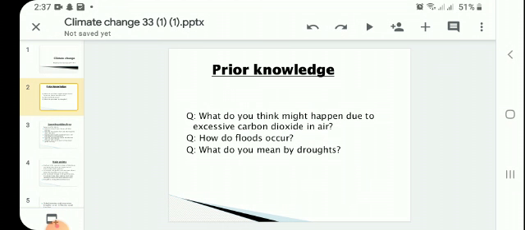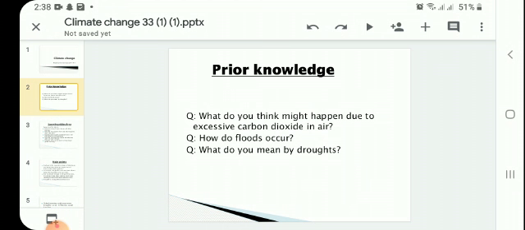This is prior knowledge, and I hope you must know the answers to these questions. Question number one is: what do you think might happen due to excessive carbon dioxide in air? Yes, the answer is carbon dioxide increases temperatures and it becomes a poisonous gas when it is too much in the air. It makes breathing difficult in humans and in other breathing creatures.